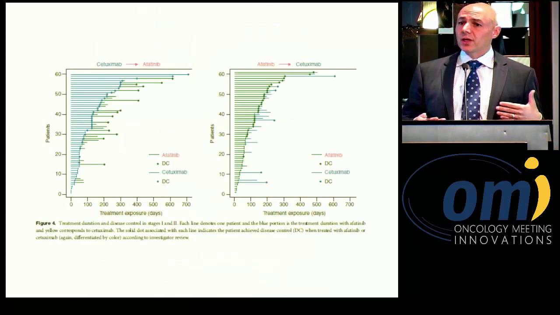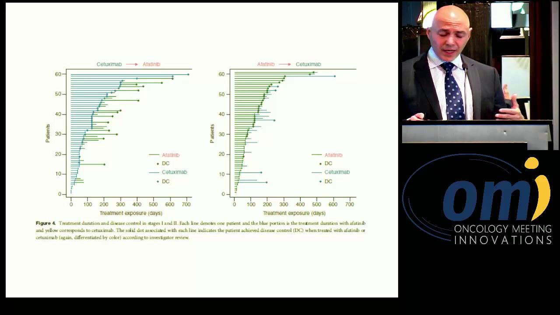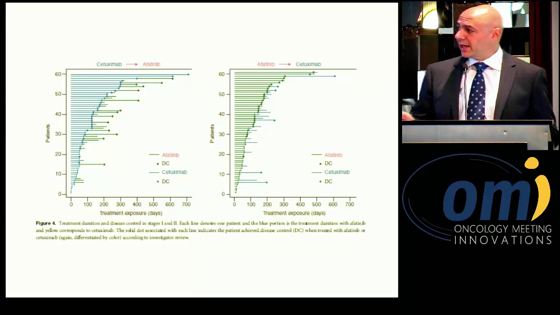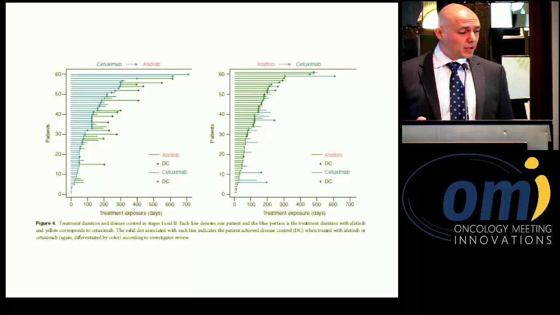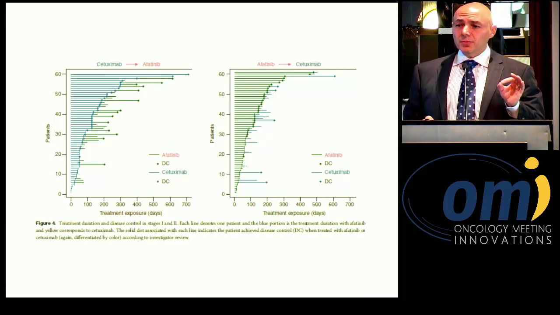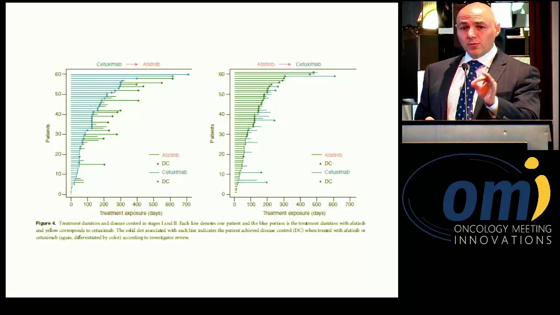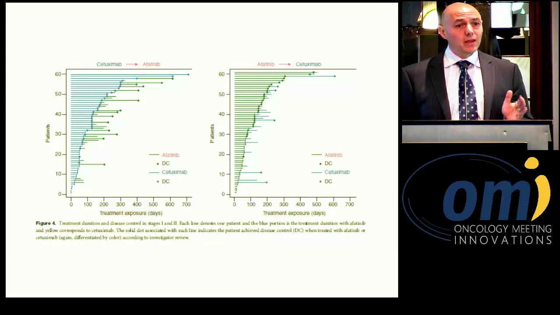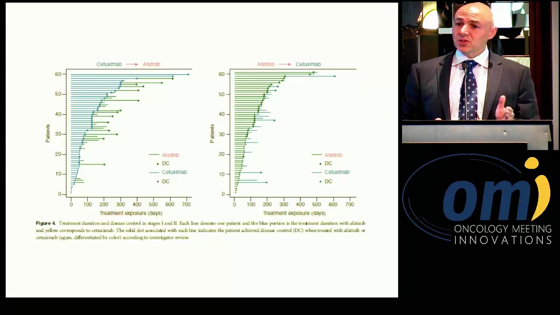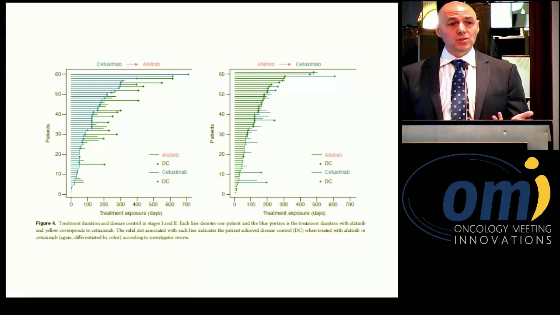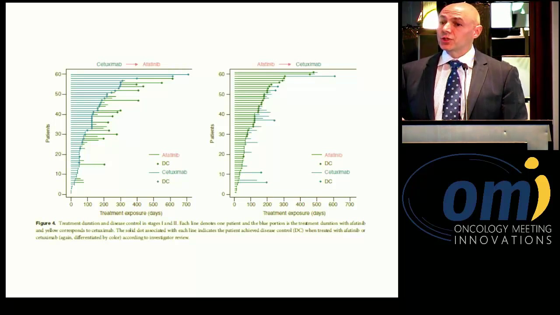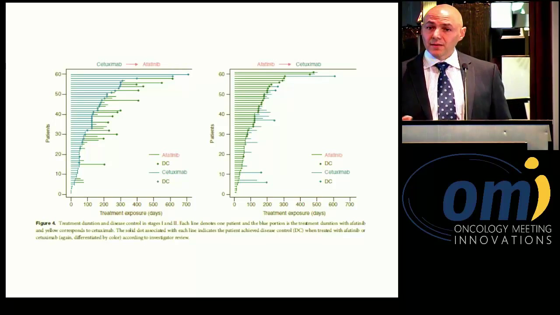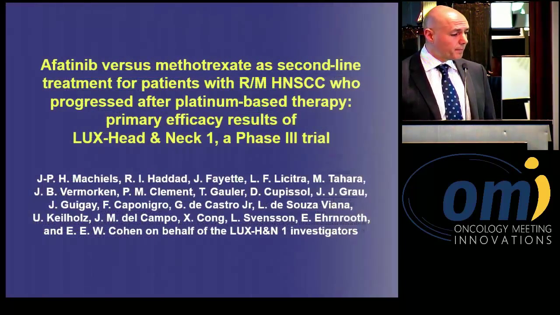Here's another way to show very similar data, but I think this illustrates it a little bit better. And again, I'll draw your attention to the left-hand panel. These are patients who had cetuximab first and then went on to receive afatinib. Cetuximab is the blue line. The green line is afatinib. And again, demonstrating that now there were several patients who went on to receive afatinib and at least for an appreciable period of time, suggesting again that there may have been benefit.